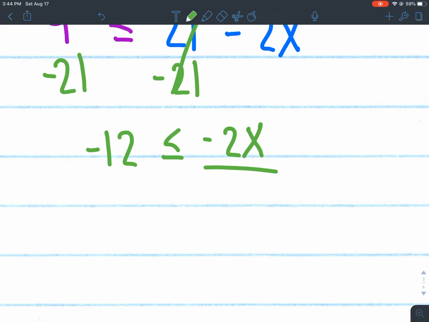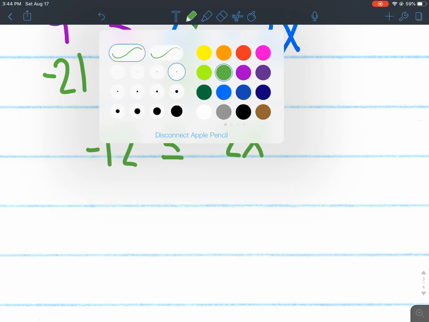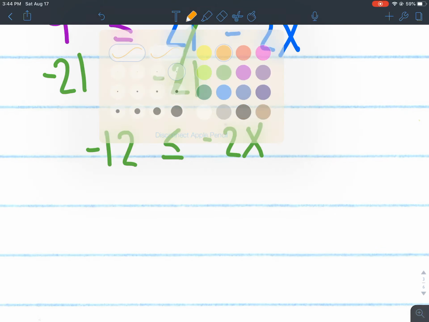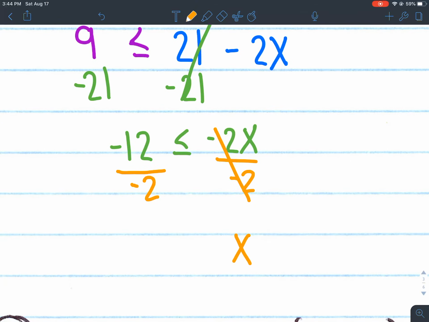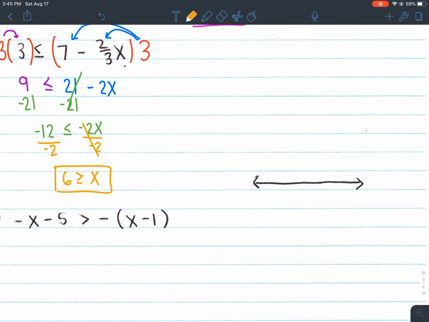And then the last step here is to divide by negative 2. I'll do that in a different color because I like doing things in different colors. So negative 2, negative 2. X, and remember I have to flip the sign. I divided by a negative number, so I'm going to flip the sign and I get a 6. So I have 6 is greater than or equal to x.